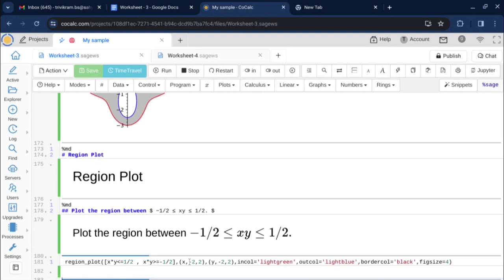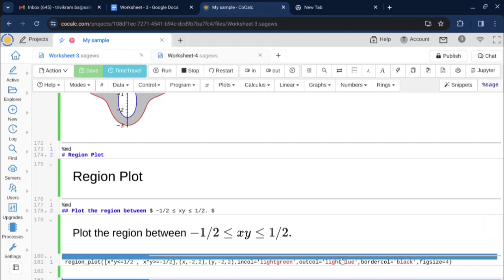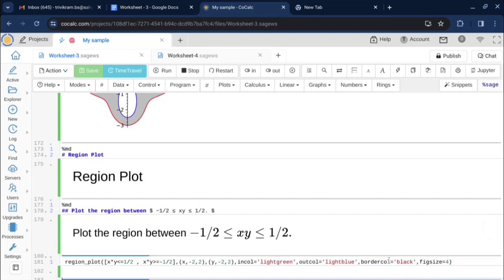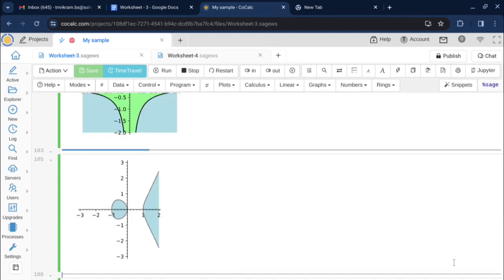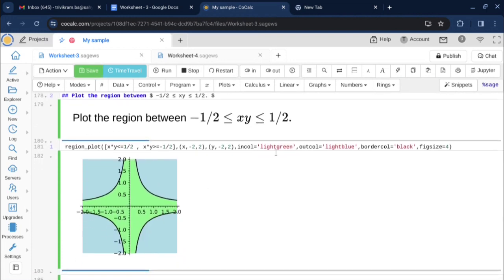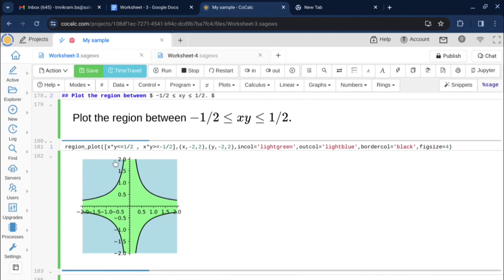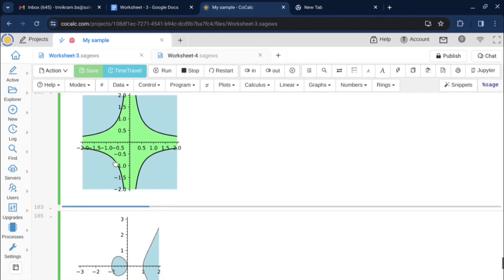limits, or x range and y range, I have taken as -2 to 2, and in color light green I have taken, out color light blue I have taken, border color I have taken as black, figure size I have selected as 4. Now let us see. So green color, in color represents this one, out color represents blue here, and xy plot, as you know, y is equal to 1 by x plot. Since I have taken from -2 to 2, the graph will look like this.